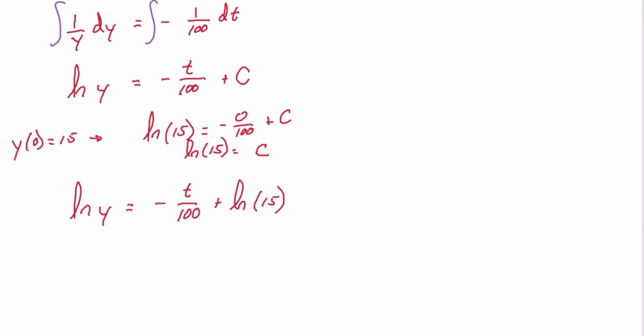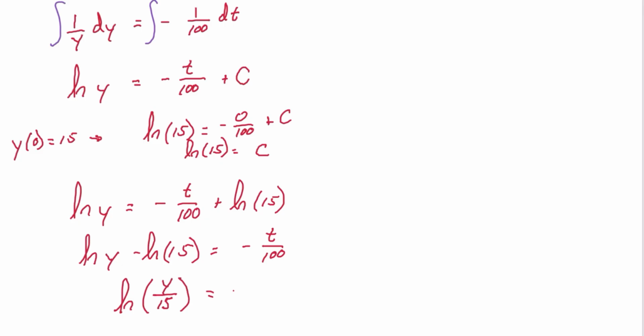Our goal is now to solve for y. Since we have natural log on both sides, let's pull those natural logs over to one side to see if we can simplify that a little bit. So ln y minus ln 15 equals negative t over 100. Remember the log rules, we can now write that as ln of y divided by 15, which is equal to negative t over 100.